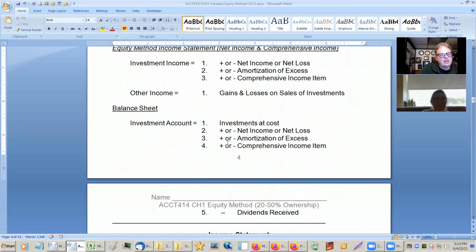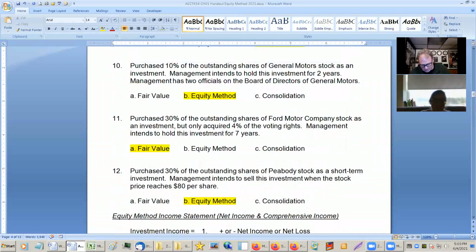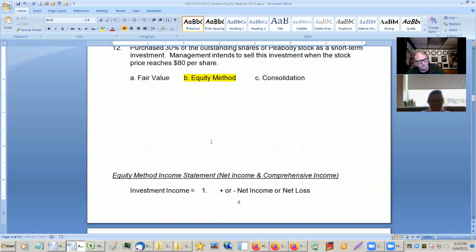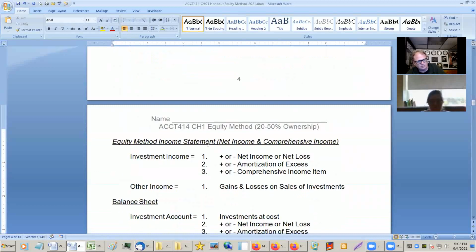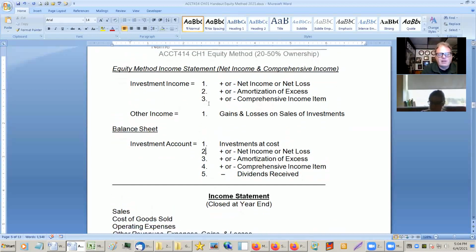So this is basically, let me change the page. Is this what you have on page 4? Yeah. Okay, so the equity method. The equity method is what we're going to focus on for this chapter. So the 20 to 50% range. And the reason we're doing this is because the same accounting method is usually used for consolidation, which we're going to talk about maybe next week. So that's kind of why we're doing this.